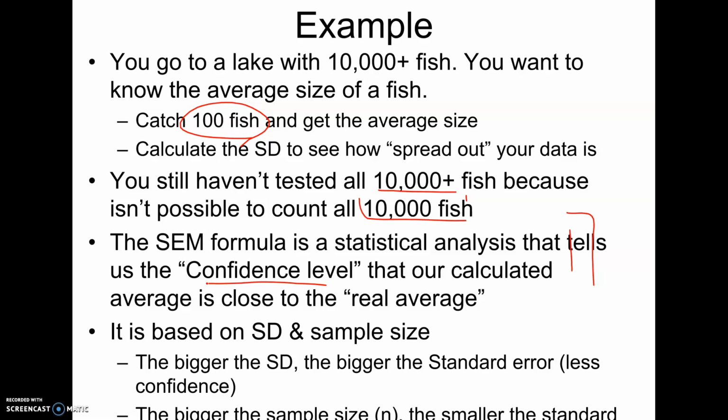The standard deviation, because the more spread out your numbers are, the less confident you're going to be that the real average is there. If my numbers were really spread out, I definitely might get a second different answer the next time. And the bigger your sample size, the smaller your standard error of the mean is going to be. Because think about it, the closer I get to testing all 10,000 fish, the more confident I would be that the average I got was exactly the correct average.